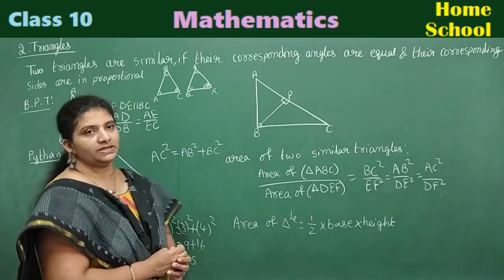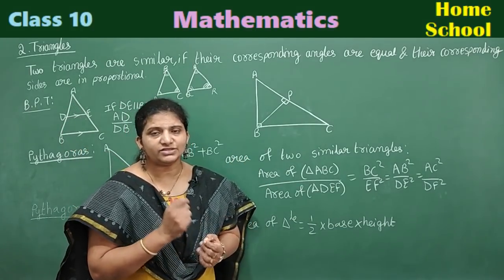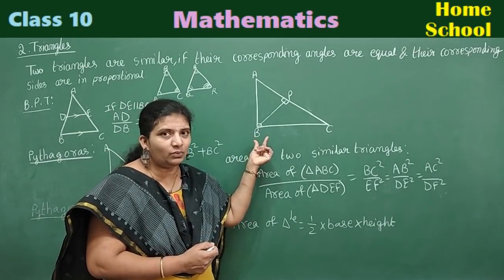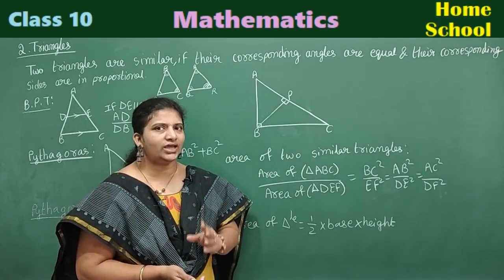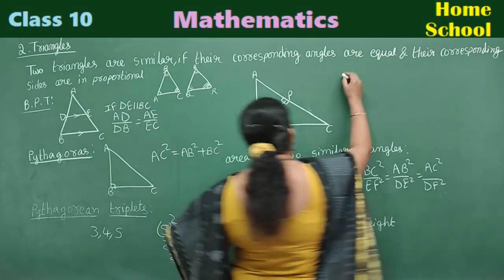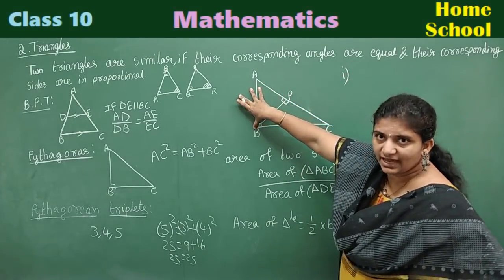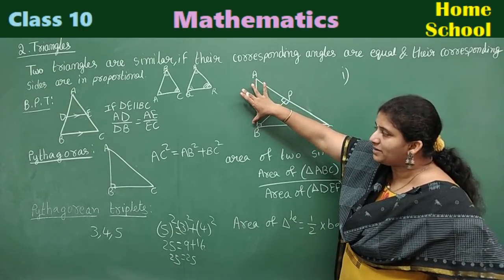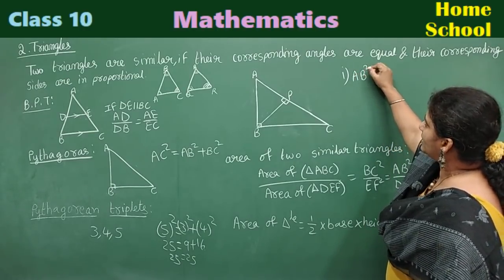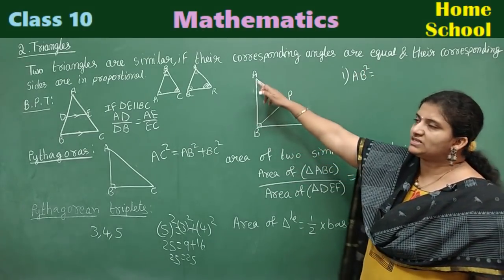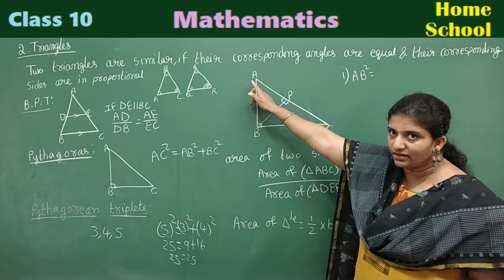Coming to your next concept. Suppose in a right angled triangle, a perpendicular is drawn from the right angled vertex to the hypotenuse. At that time you need to remember three important formulas. What are those? Let me take the first one. See this side, observe here carefully. I am saying AB square. AB square is equal to... Which letter is touching the hypotenuse? A. Okay. So, observe carefully.